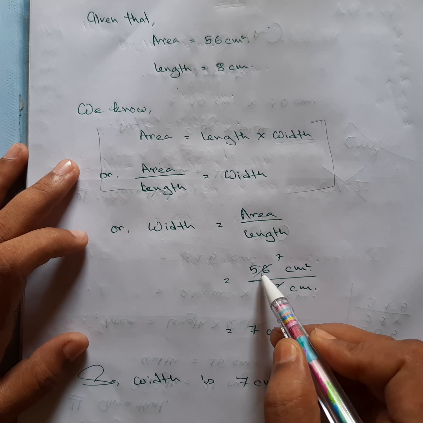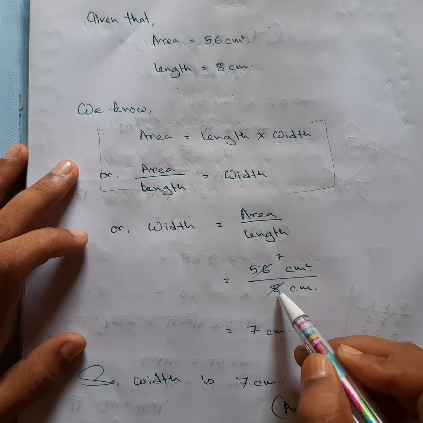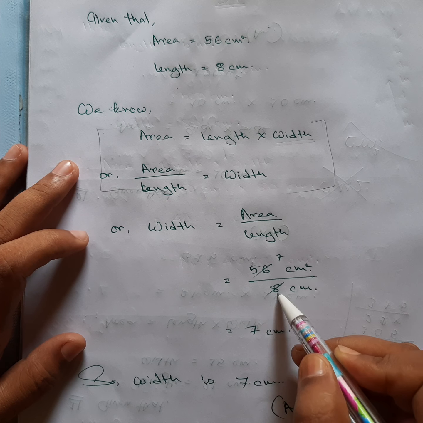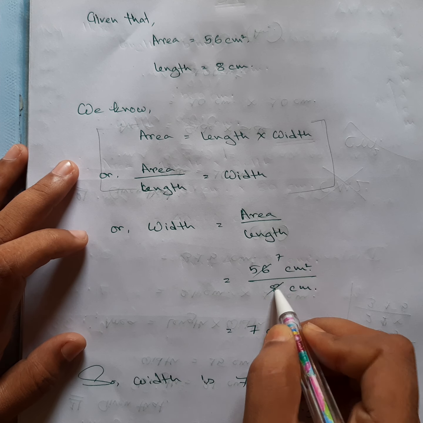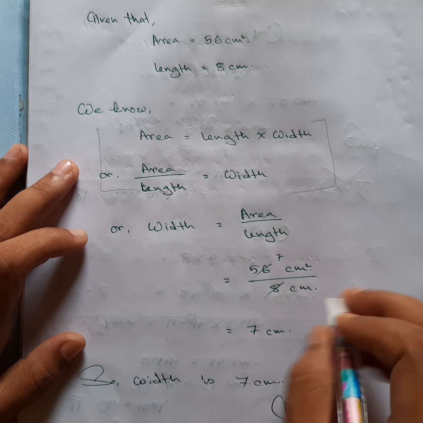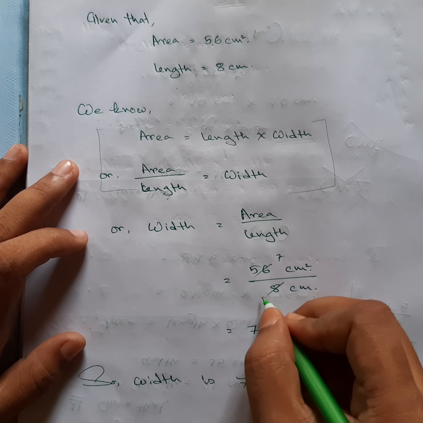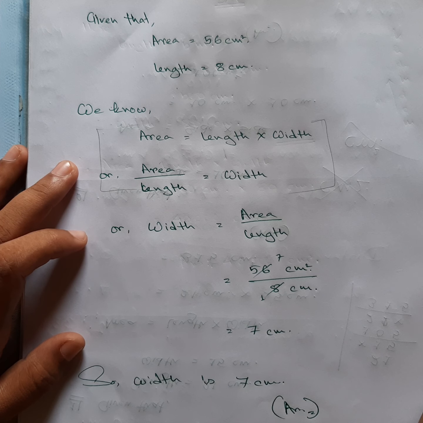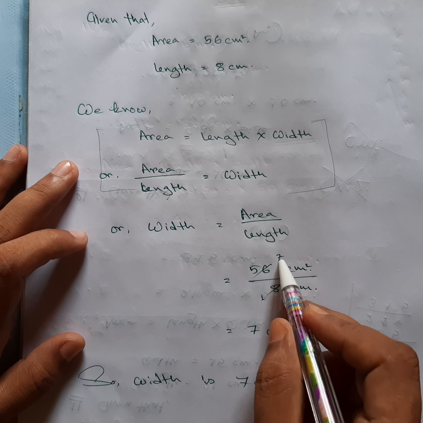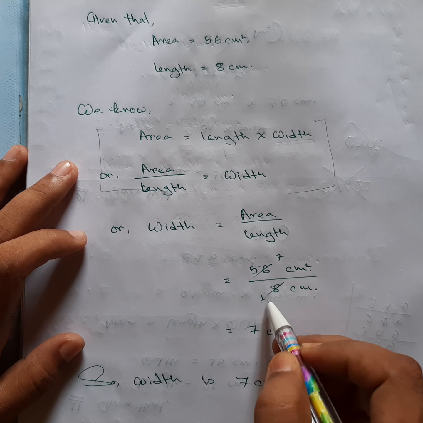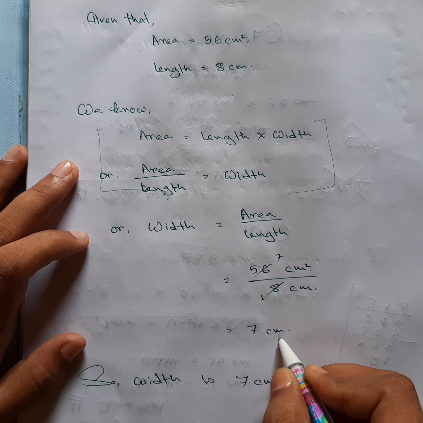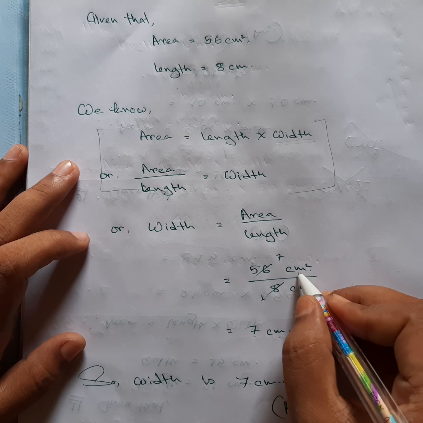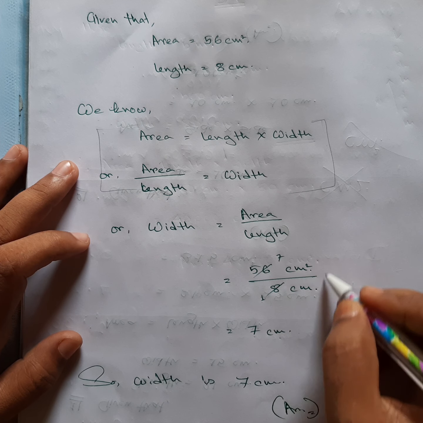Then you can see I have written down 56 centimeter square and 8 centimeter. Now what you are going to do is cut down the 56 with 8. I didn't write down 1 over here, I should write down 1 over here. 8 ones are 8 and 7 8s are 56. So 7 by 1, which one will we write down? 7 centimeter.